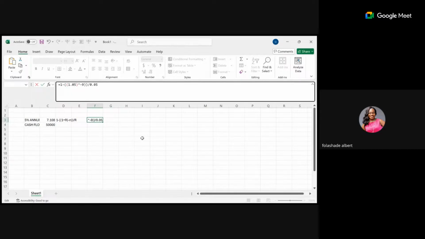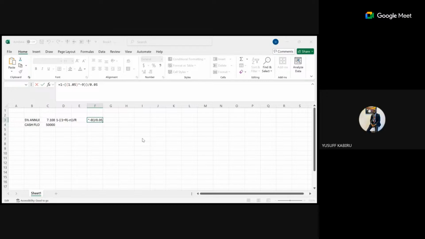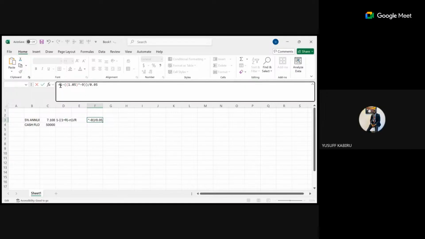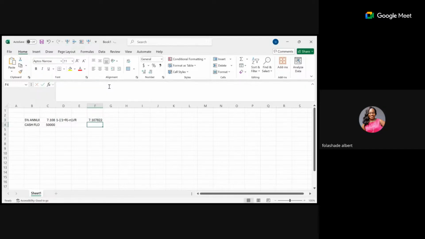Are we present? I'm present. It's telling me you need to put SUM, then bracket. Equals SUM, then bracket. Yeah, okay, you are right. So, everybody, can you see how we got this? Yes, sir. So that's where we got the 7.108 figure.